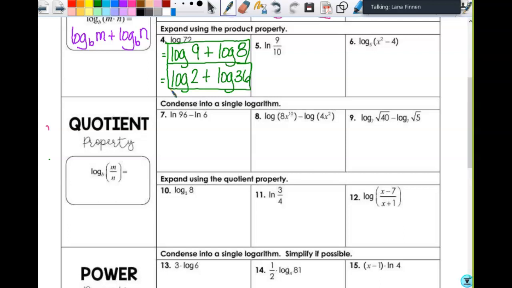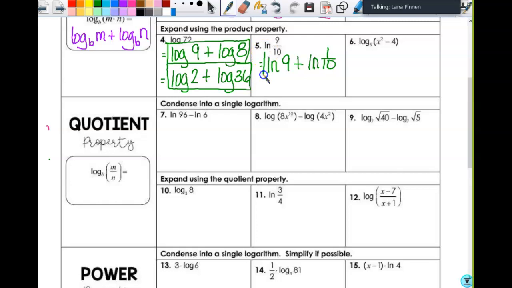All right, so then natural log of 9 over 10. What's 2 numbers I could use there? 9 and 1 over 10. That works, thank you. So I could do the natural log of 9 plus the natural log of 1/10. That totally works.